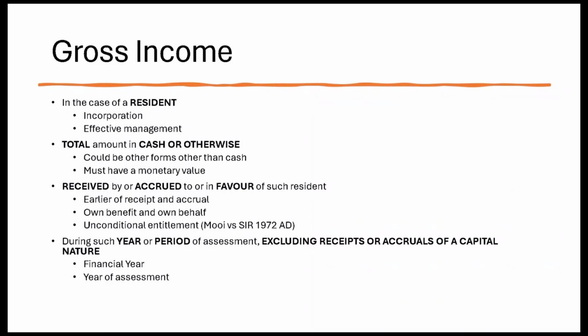So for SARS, it's very important to include income in the year it is earned, because if there's a change, there's a potential loss for them and a potential benefit for you as a taxpayer. But it can also work the other way around. So it doesn't always work against SARS.